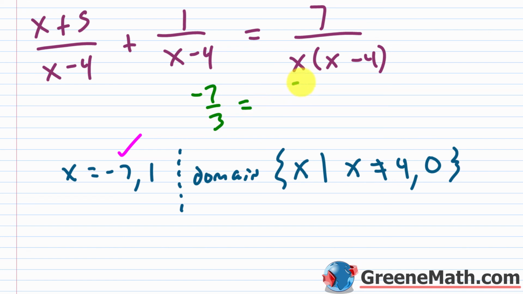Let's set this equal to 7 over... You have 1 out here. You can just get rid of it because it's multiplication. And then 1 minus 4 is going to be negative 3. So you can move this out in front like this, and you can move this out in front. So basically negative 7 over 3 is equal to negative 7 over 3. So this one works as well. So our two valid solutions here: x equals negative 7, or x could be 1.